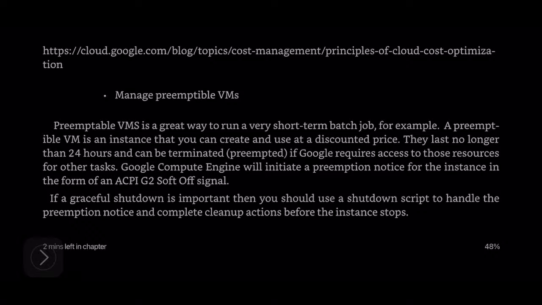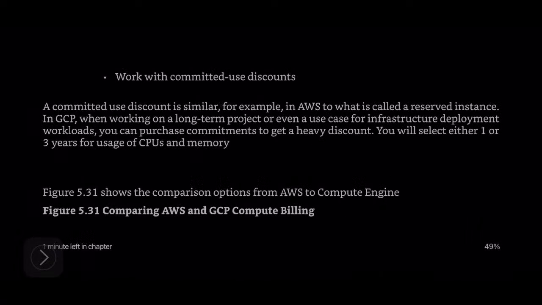other tasks. Google Compute Engine will initiate a preemption notice for the instance in the form of an ACPI G2 soft off signal. If a graceful shutdown is important, then you should use a shutdown script to handle the preemption notice and complete cleanup actions before the instance stops. Figure 5.30 shows the preemptibility options in Compute Engine. Figure 5.30 Preemptibility. Work with committed use discounts.